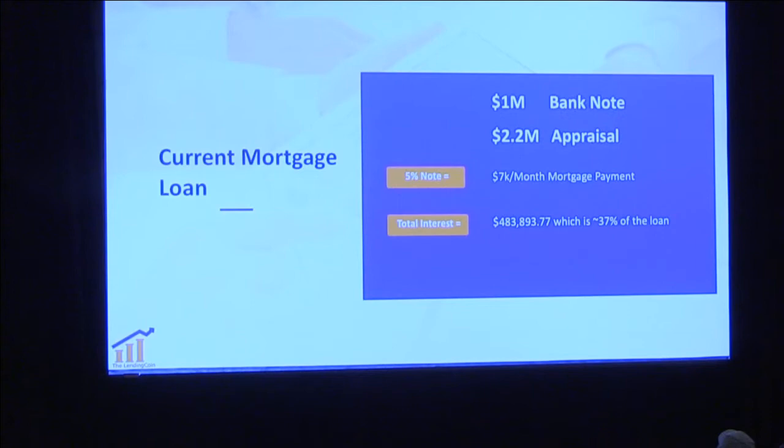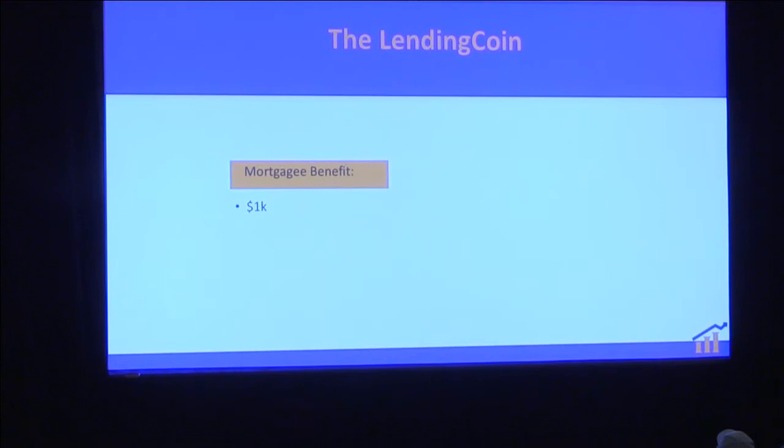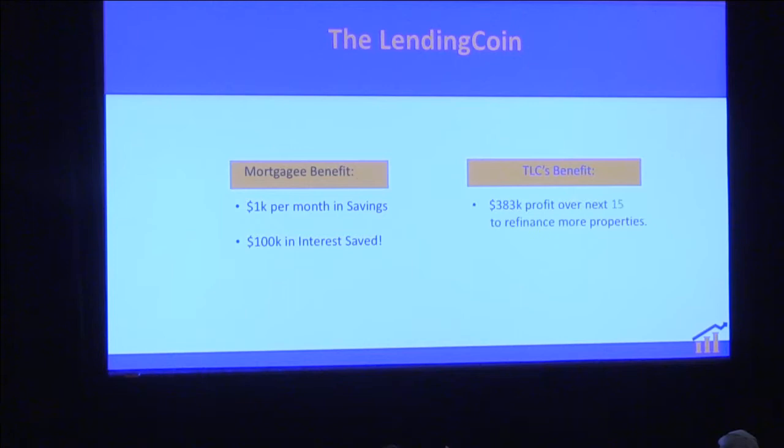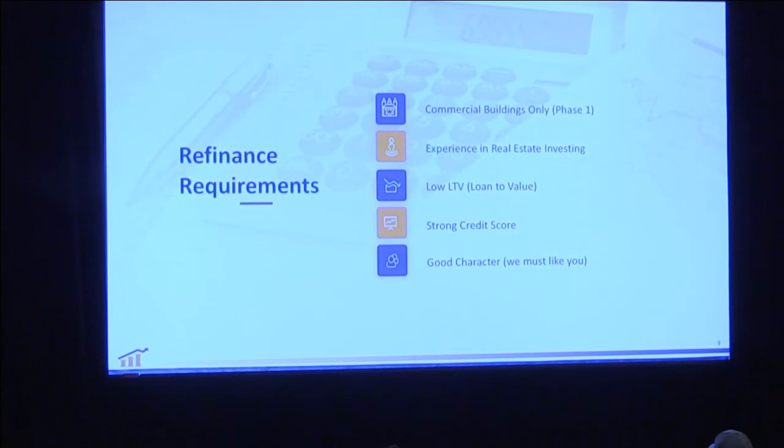We'll be at 37% of our loan. So when we refinance with a Lending Coin, that will put us at $1,000 per month in savings with $100,000 of interest saved. TLC's benefit is they will reap the rewards of the $383,000 over the next 15 years. So right now we're focused on commercial buildings only, which is our phase one. And you must have experience in real estate and a low loan to value, strong credit score, and a good character, meaning we must like you.